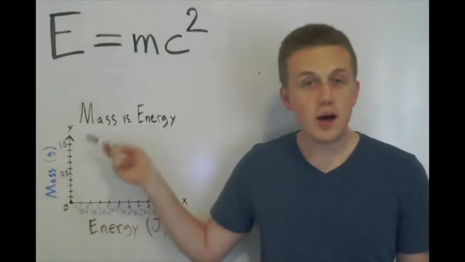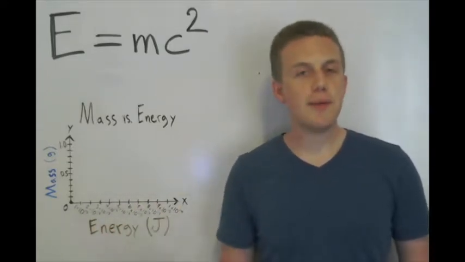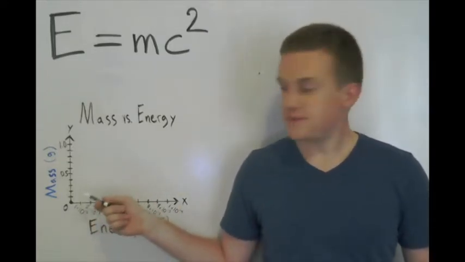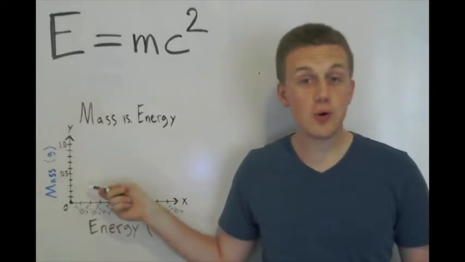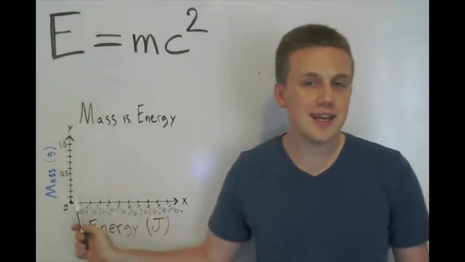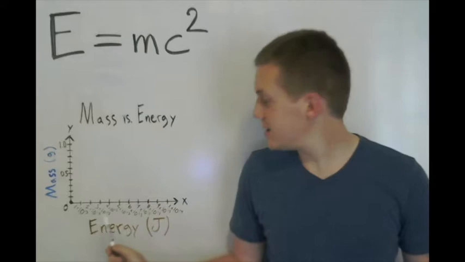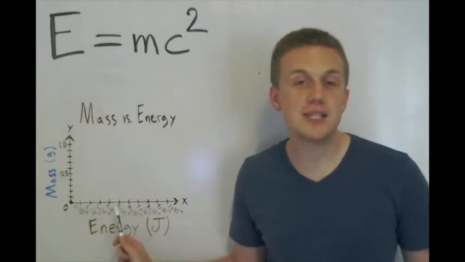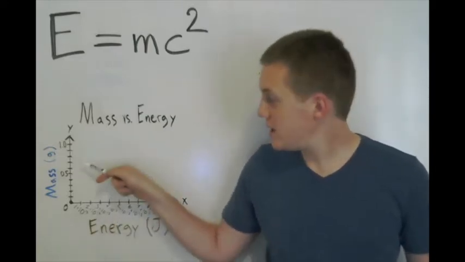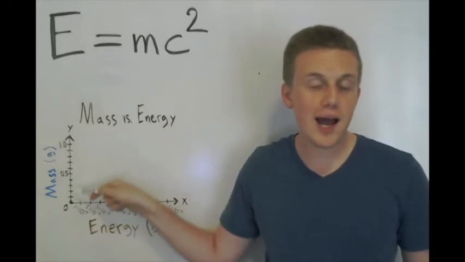I divided the axes, both of them, into 10 intervals, and that means that the scale in the y-axis is 1/10 of a gram, or 0.1 grams, and the scale in the x-axis is 10 to the power of 13 joules. That means in the middle we have 5 times 10 to the power of 13 joules, and we have 0.5 grams in the middle of the y-axis.